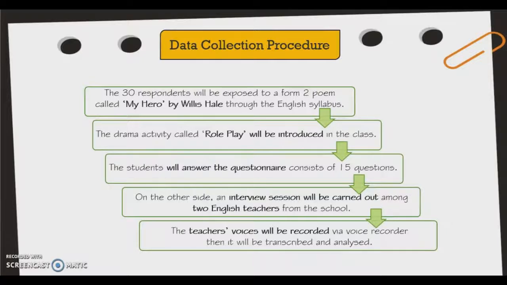Alright, moving on to the data collection procedure. As for the procedure, there are 5 simple steps that will take place in conducting this research study. The first one is that the 30 respondents will be exposed to a Form 2 poem called My Hero by Willis Hale through the English syllabus. Second, the drama activity called short roleplay will be introduced by the researcher in the ESL classroom.